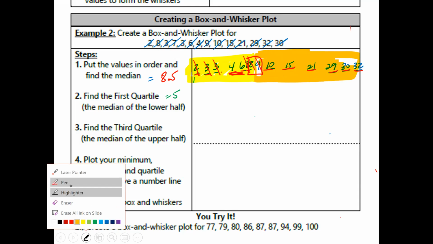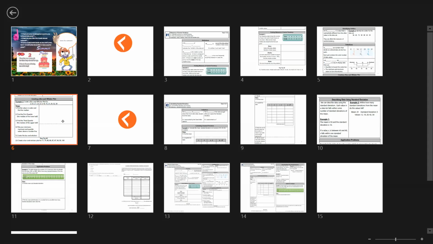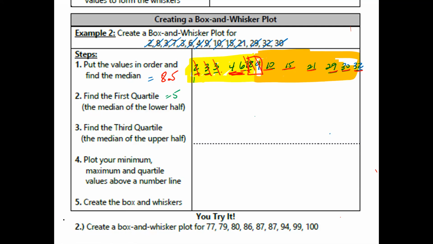So then looking at this piece here, I will go ahead and cross out my 9. 1, 2, 3, 1, 2, 3. I'm sorry, it's 4. I'm making a ton of mistakes here. It's 4, just kidding. 1, 2, 3, 1, 2, 3. My upper quartile is going to be 21.